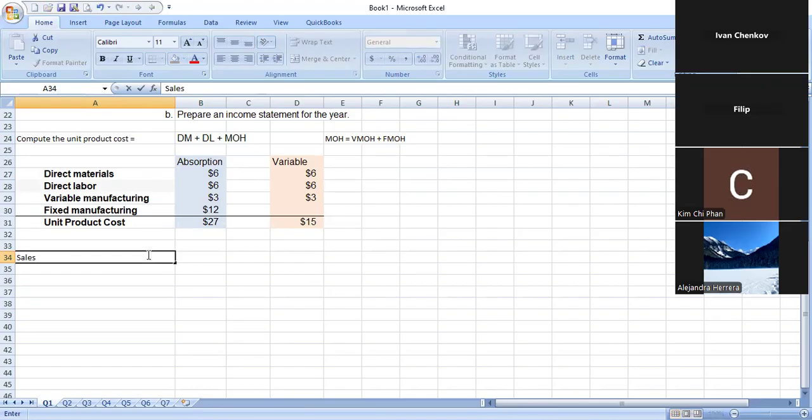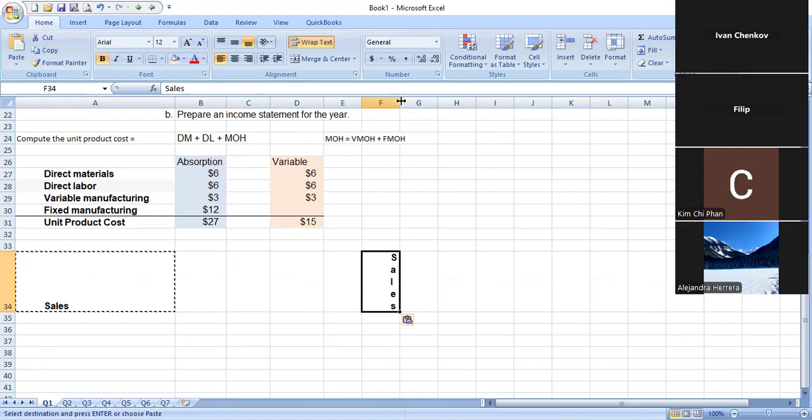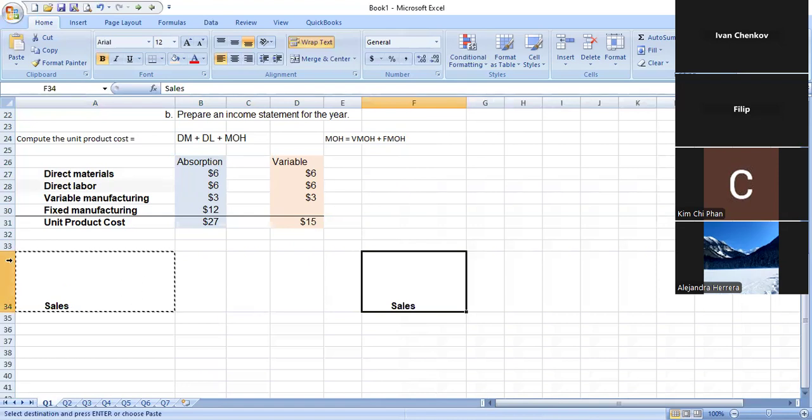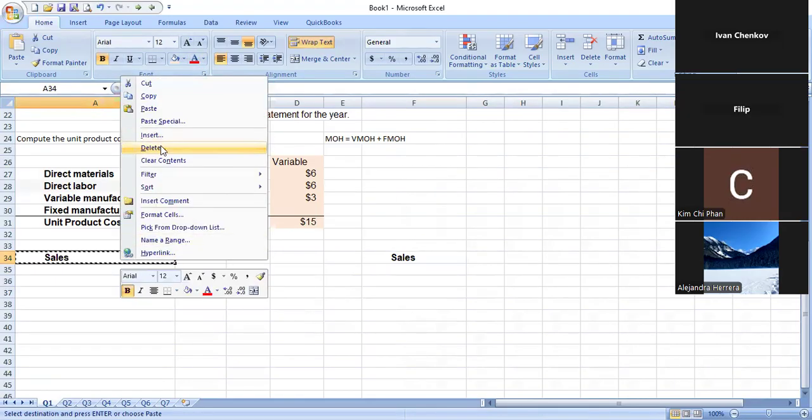So I'm going to skip the first three points and go with the sales. Under both systems, we're going to have sales. Try to do it in parallel so you can see the difference between one and the other. Okay, we get the sales. What's the next thing? Absorption means we're going to the traditional income statement. Do you understand that? If we're doing the absorption, we have to go to the traditional income statement.